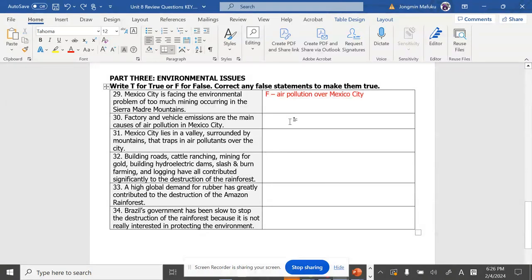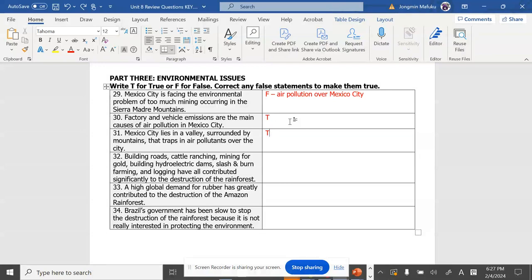30, factory and vehicle emissions are the main cause of air pollution in Mexico City. The answer is true. We talked about this when we talked about causes of air pollution. The cause of air pollution is simple: vehicle emissions and factories. 31, Mexico City lies in a valley surrounded by mountains that trap air pollution over the city. The answer is yes, true. The Sierra Madre Mountains unfortunately trap the air pollution around the city and it's hard for it to get out. That's why the Mexican government has to work hard to regulate the air pollution issue and regulate people's usage of emissions and factories. That's the solution.